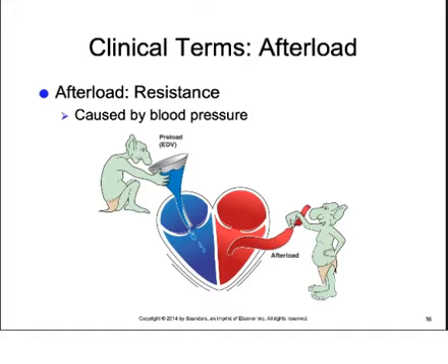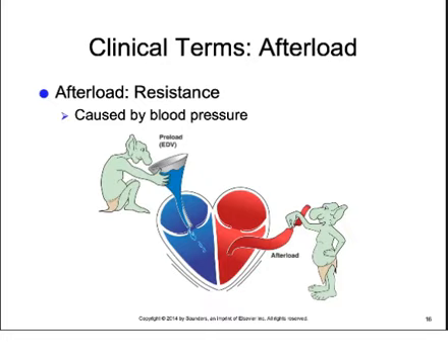Okay, the preload is the end diastolic volume in the ventricles at the end of the filling phase, when the ventricles are in diastole, when they're relaxed. Okay, and then the end systolic volume is the amount of blood that is in the ventricles when they've done the full squeeze. Okay, so the less blood that's in there at the end systolic volume, then the greater the cardiac output is going to be.